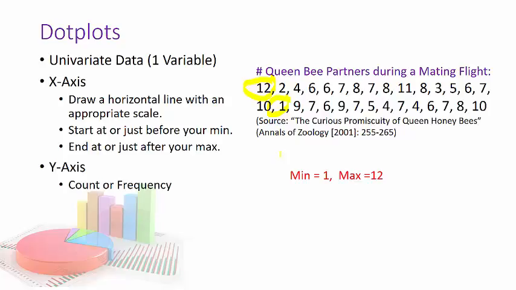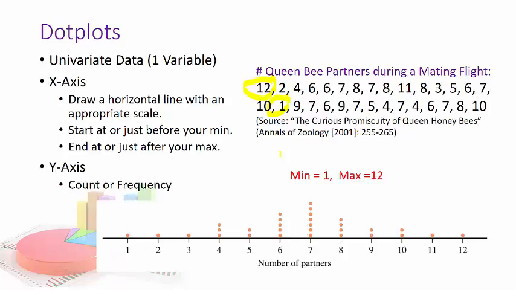So I usually use little x's, but a lot of people do dots because it's a dot plot. And there you go. The number of queen bee partners during a mating flight, you can see, is sort of centered around 6 or really centered around 7. And she does tend to have a few mates there.